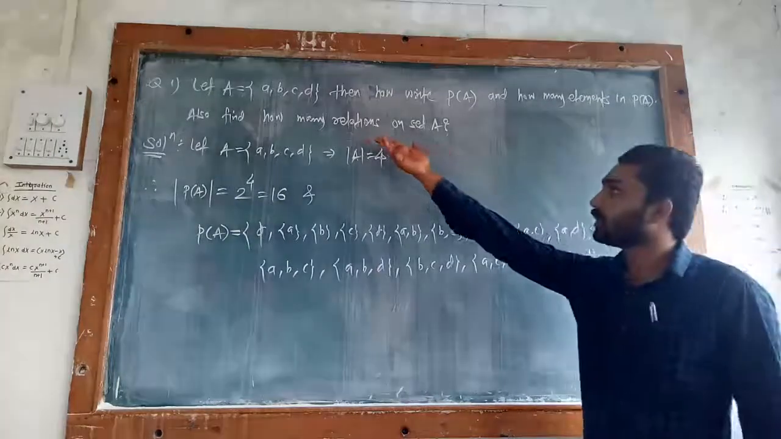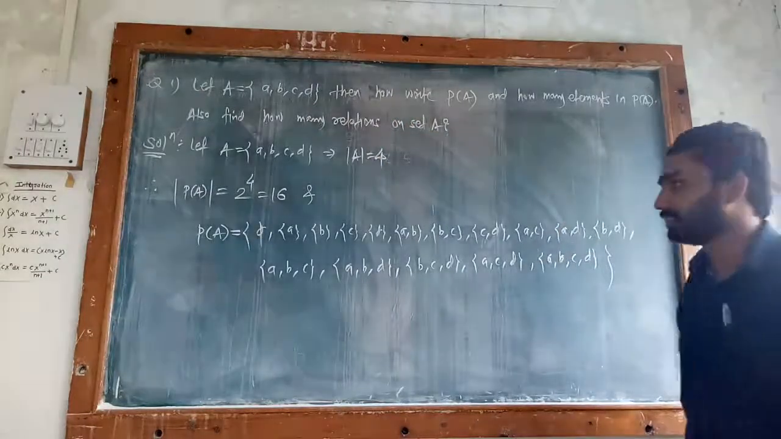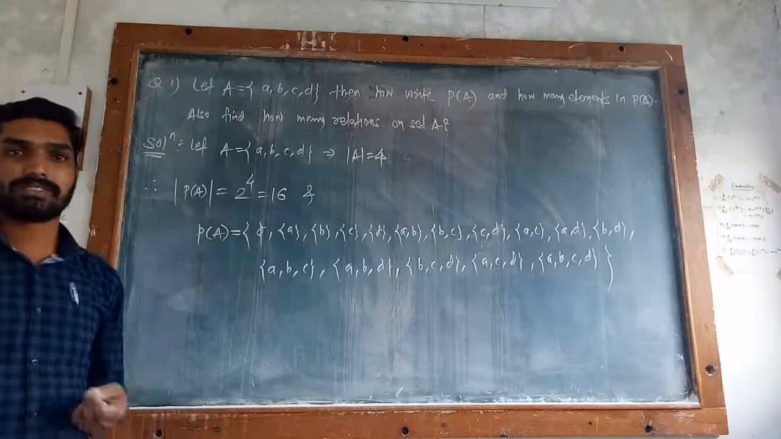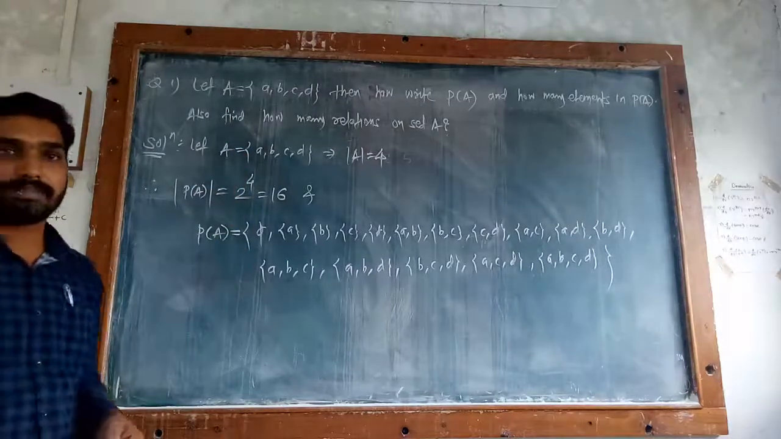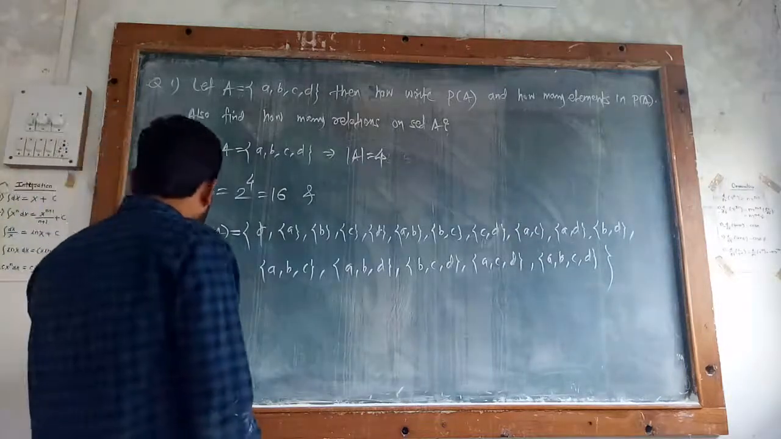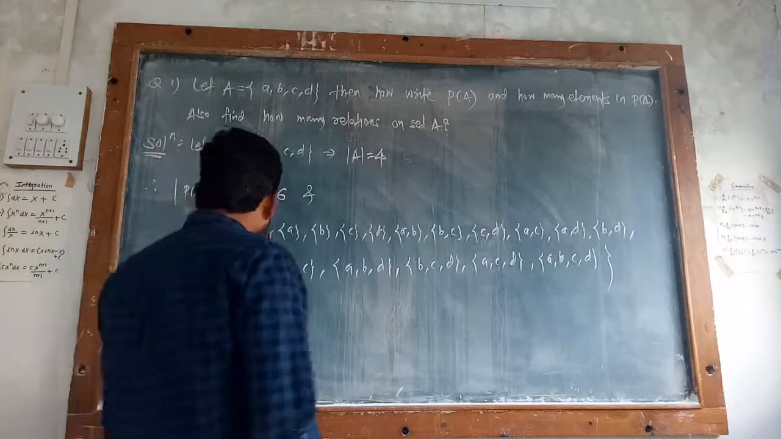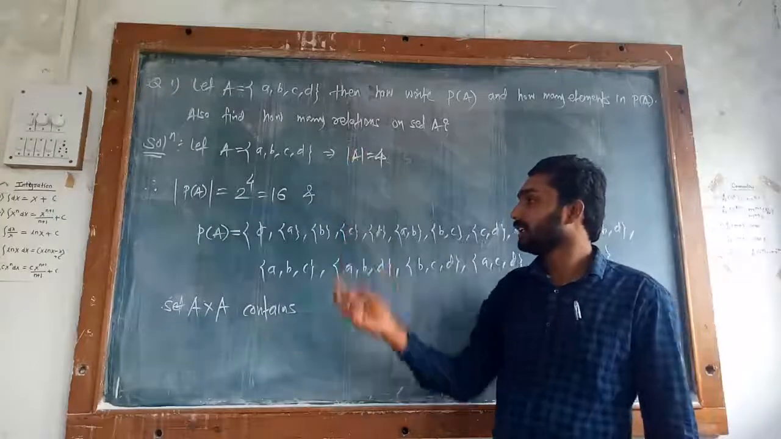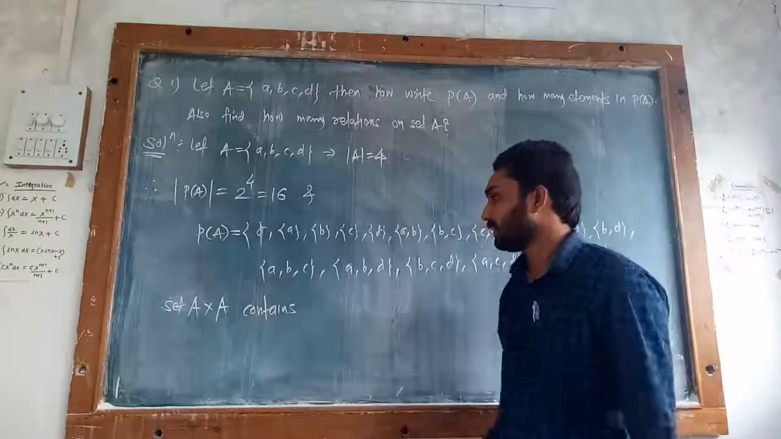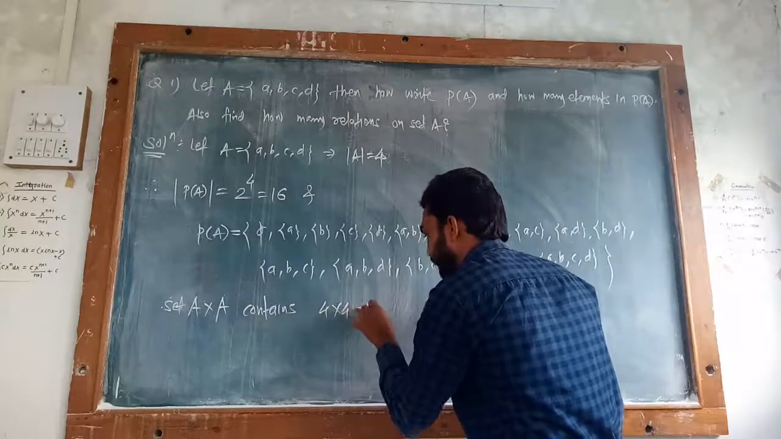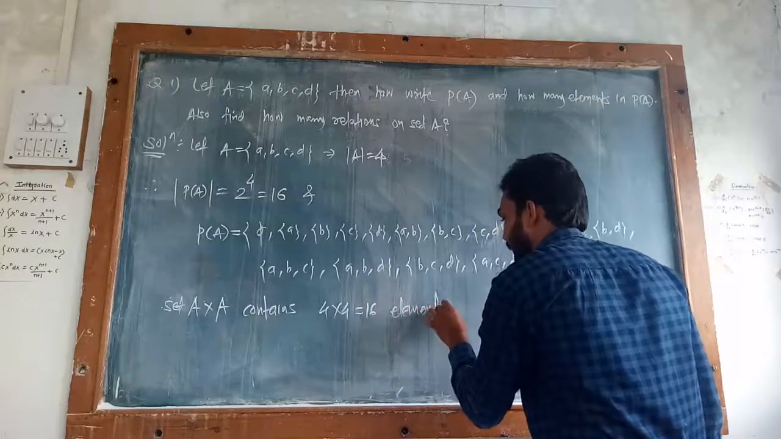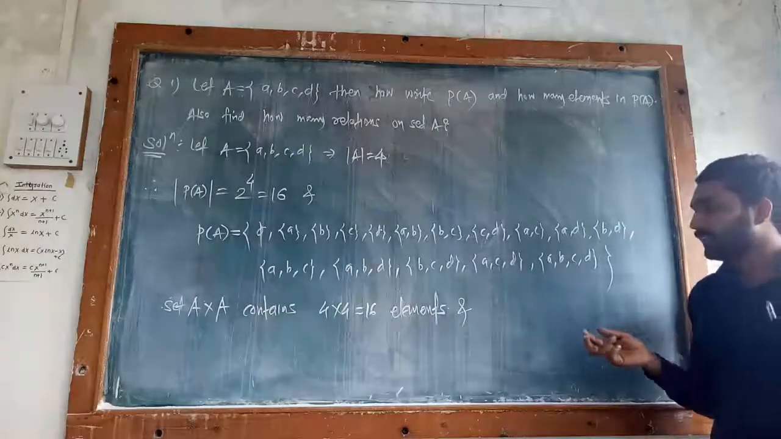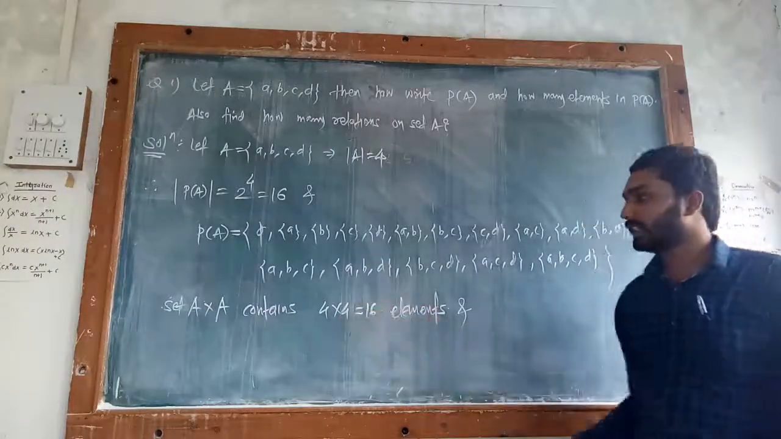What is your next question? You have to also find how many relations are on set A. The number of relations on set A is the number of subsets of A cross A. So first we have to find how many elements are in the set A cross A. Set A contains 4 elements, therefore set A cross A contains 4 cross 4, that is 16 elements, right?